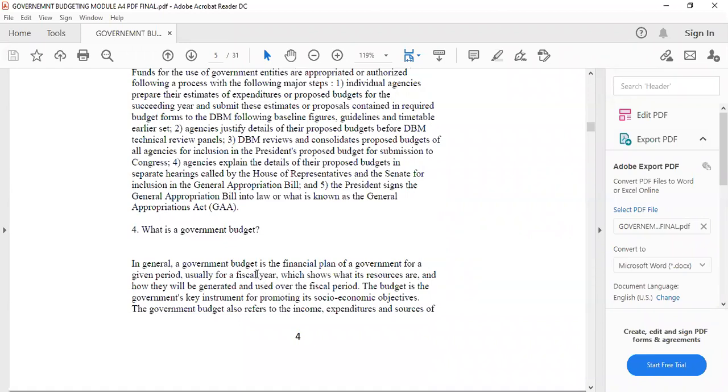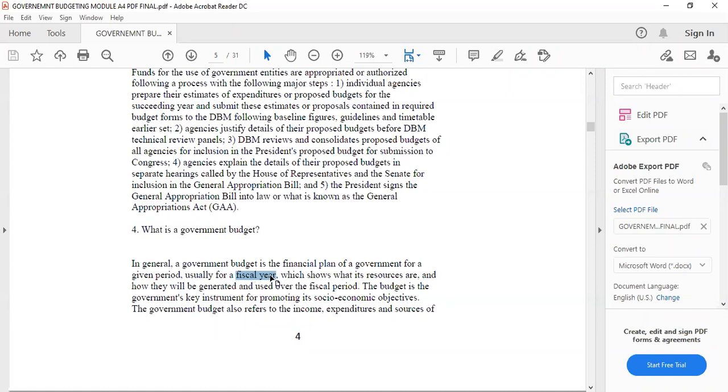Now we go to what is government budget. In general, a government budget is a financial plan for a government for a given period, and the period refers to one fiscal year. The fiscal year starts on January 1 and ends on December 31. Counting from January 1, adding 3 more months is called the first quarter. So the entire year is divided into 4 quarters.